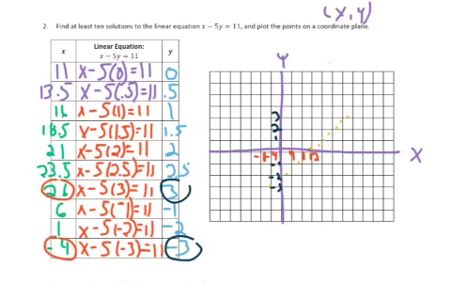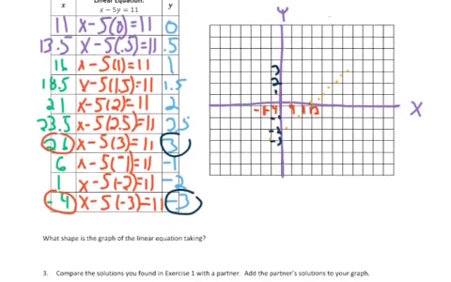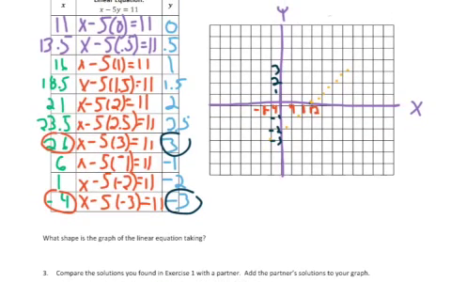So your line should be looking like something like what I have in yellow, or the shape of your graph. So when it says what is the shape of the graph of the linear equation taking, I would say that it's taking on the shape of a straight line. Remember, it does not matter which points you chose to plug in, no matter what, you will be getting a graph that looks very similar to this. Your scale might be different, but your graph still is going to look the same.